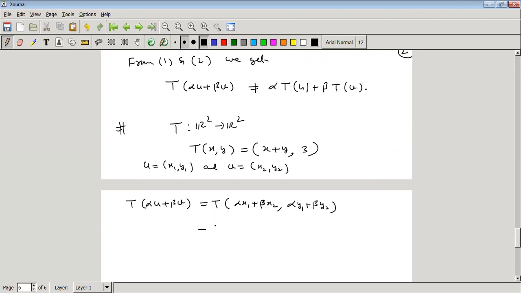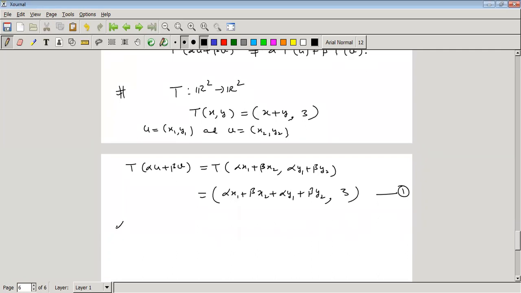What is the output of this? The output is first plus second, so alpha x1 plus beta x2 plus alpha y1 plus beta y2. This is the first coordinate and the second coordinate is 3. So let this be 1. Right. Now we separately find alpha times T of u. What is the right hand side? Alpha times T of u plus beta times T of v. So we solve this and find the value of this.